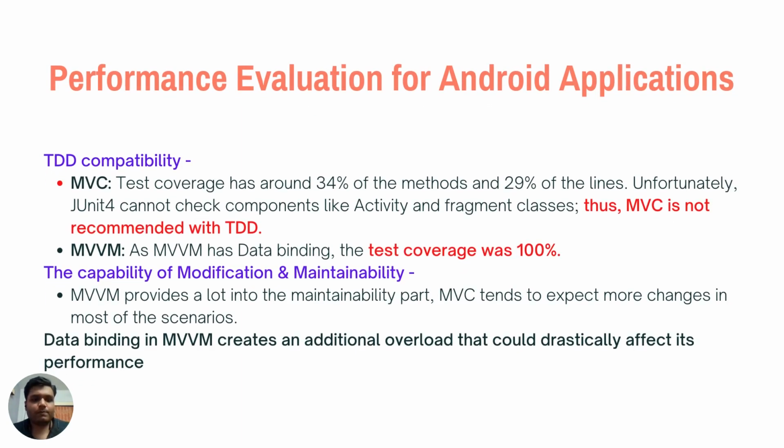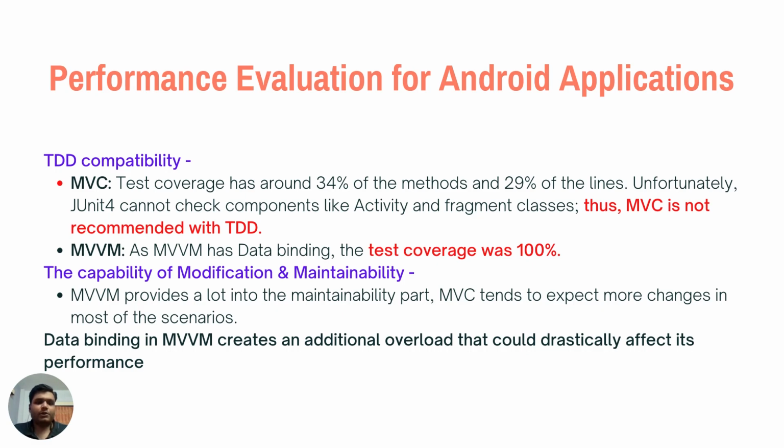Now let's look at performance evaluation of these architectural patterns for Android application. So let's first look at how they are compatible with test-driven development. In MVC, test coverage was found to be around 34% of the methods and 29% of the lines. This data I took from a website. Since you can see 100% coverage was not there, MVC is not recommended for test-driven development. Whereas in MVVM, due to the data binding, test coverage was 100%. That's why MVVM is highly recommended to be used with test-driven development.